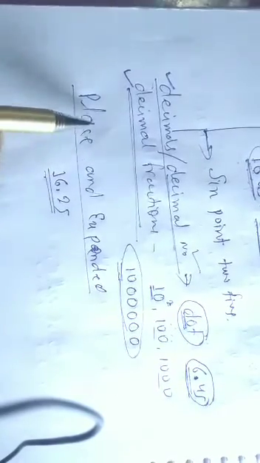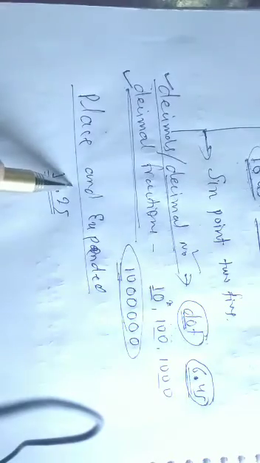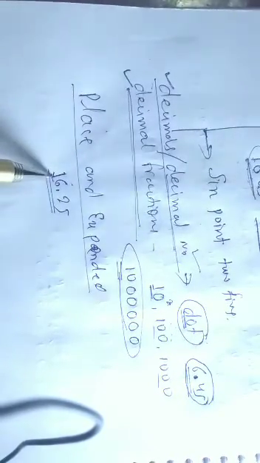Now discuss the next point, that is place value and expanded form of decimal numbers. Suppose I have the number 16.25. Write down the place value of 6, so this will be 6. Place value of 1, this will be 10. Place value of 5, this will be 500, because it is situated at the place of 100, so 5 into 100 will be 500.